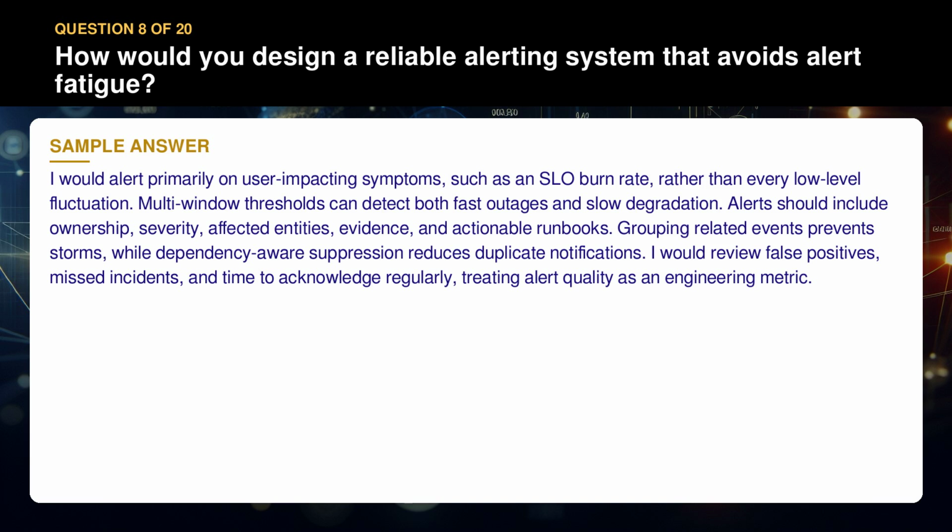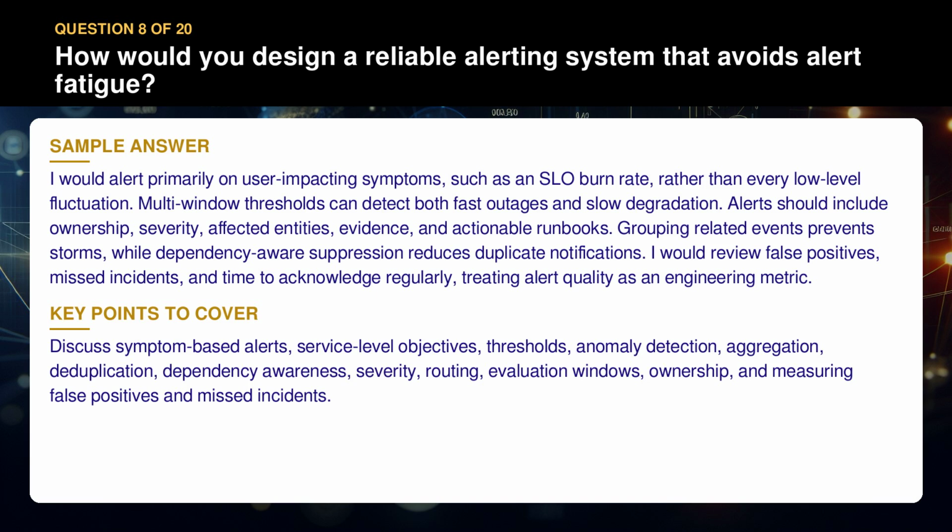Alerts should include ownership, severity, affected entities, evidence, and actionable runbooks. Grouping related events prevents storms, while dependency-aware suppression reduces duplicate notifications. I would review false positives, missed incidents, and time to acknowledge regularly, treating alert quality as an engineering metric.